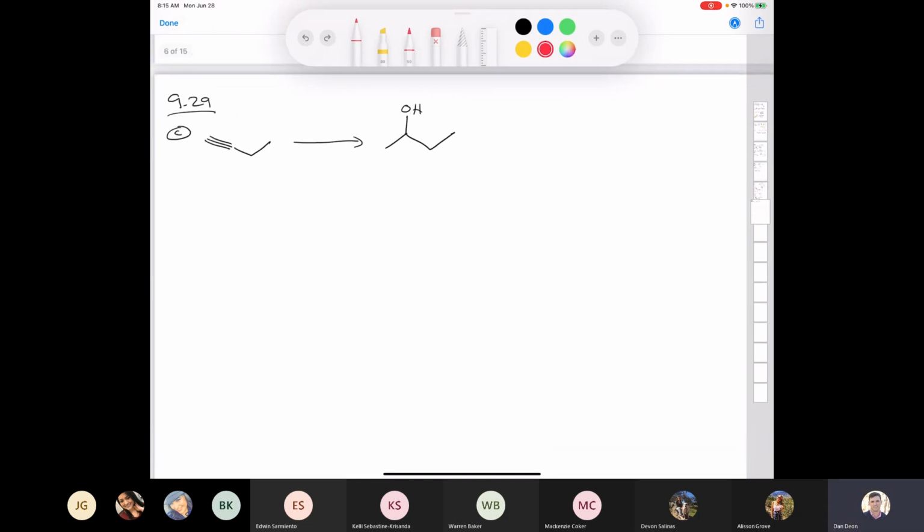Okay, and the last one that I want to look at in 9.29, we already did D, E, and F last class, is to go from 1-butyne to 2-butanol. I know we haven't done alcohol nomenclature. It's not covered in this class, but this is called 2-butanol. The -ol is a suffix that we use for alcohols, and it's on the second carbon like that.